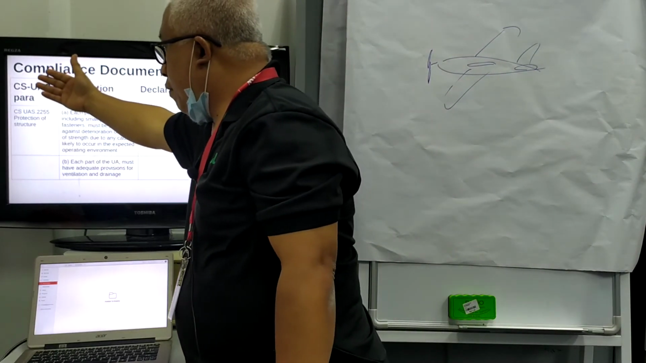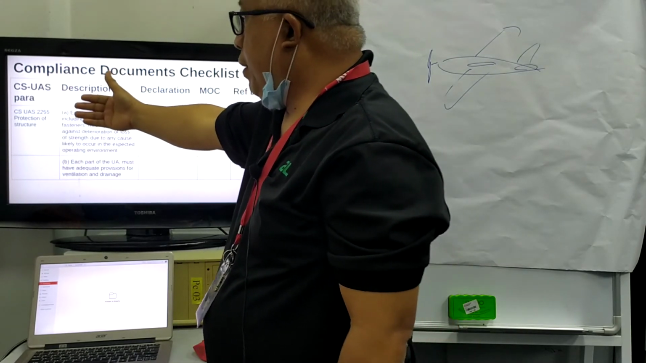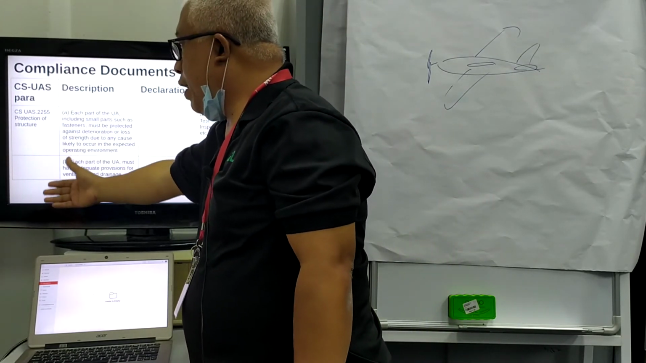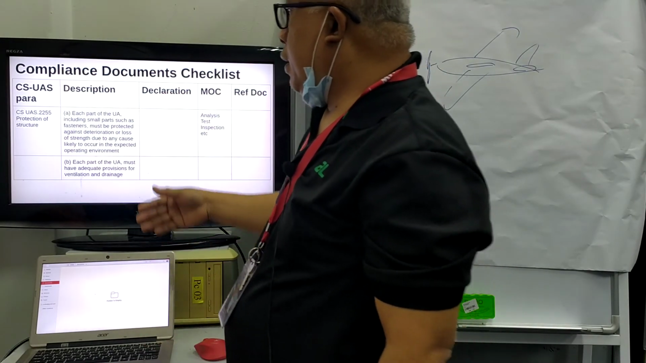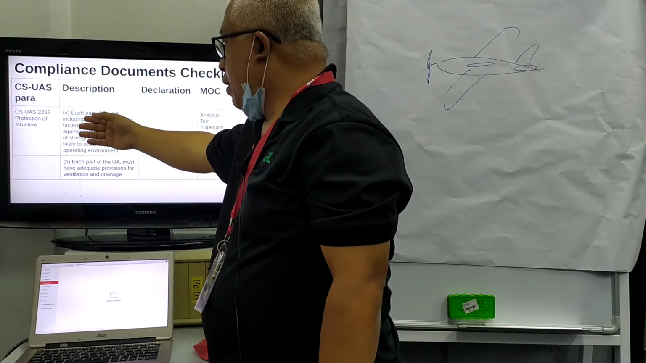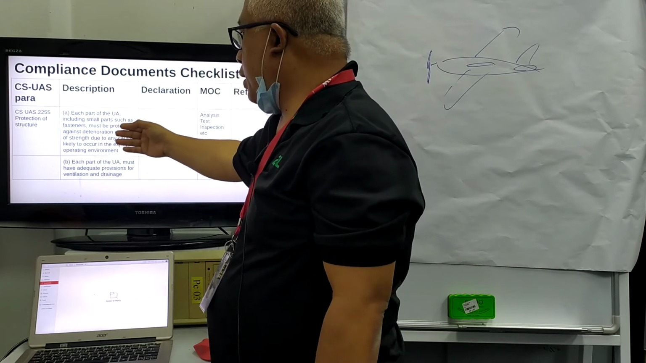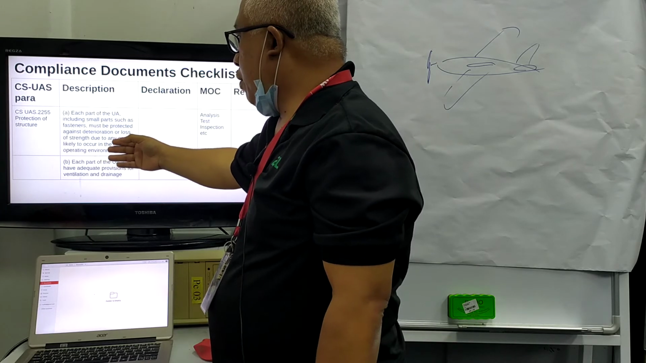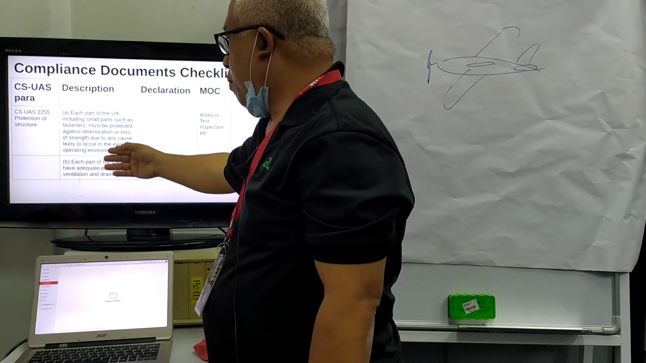On the left here is the certification spec for the unmanned aircraft system, and there are many paragraphs. I choose one of them. For example, here is protection of structure. Description, you cut and paste it here. Each part of the unmanned aircraft, including small parts such as fasteners, must be protected against deterioration or loss of strength due to any cause likely to occur in the expected operating environment.